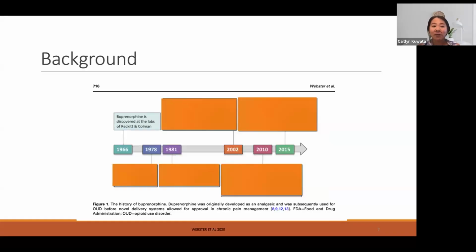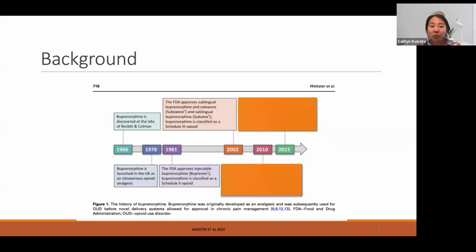So getting into the background of buprenorphine, it was originally discovered in the labs in 1966. And in 1978, it was launched in the UK as an IV opioid analgesic. So it's really important to acknowledge that the first time it was used, it was for analgesia. Then in 1981, the FDA approved the injectable version as a Schedule II opioid. And it wasn't until 2002 that the FDA approved its sublingual version, commonly known as Suboxone for buprenorphine combined with naloxone, as a Schedule III opioid.